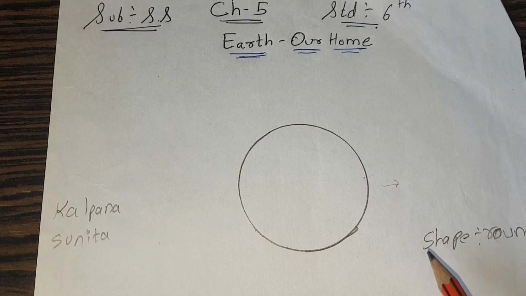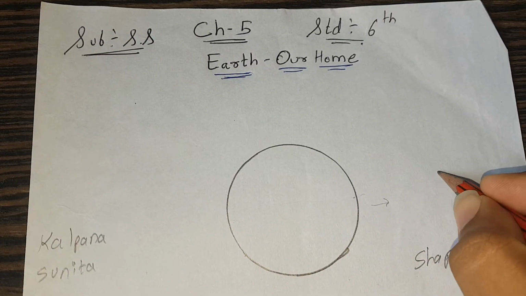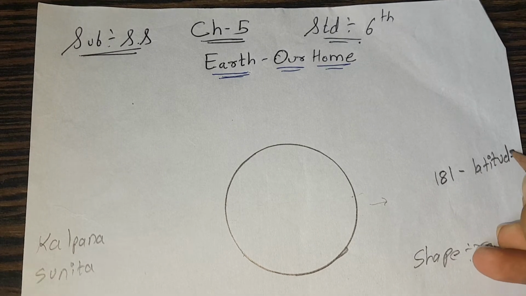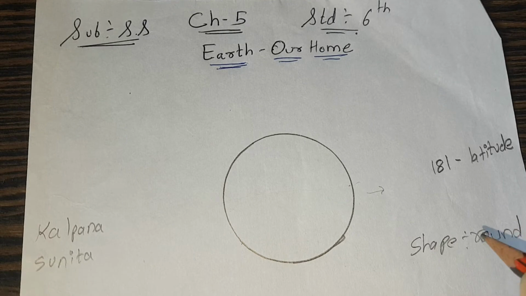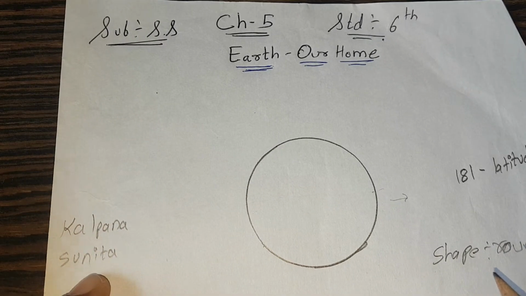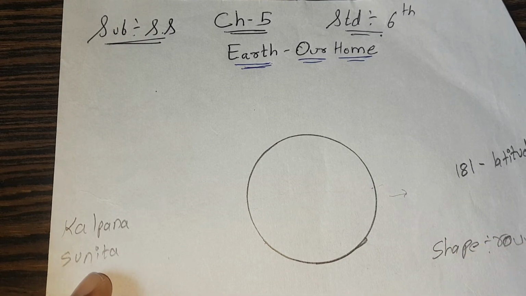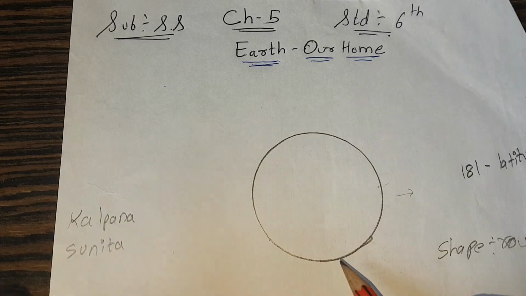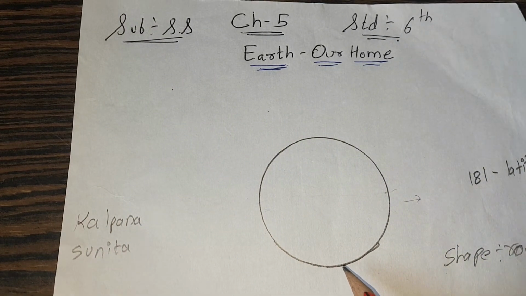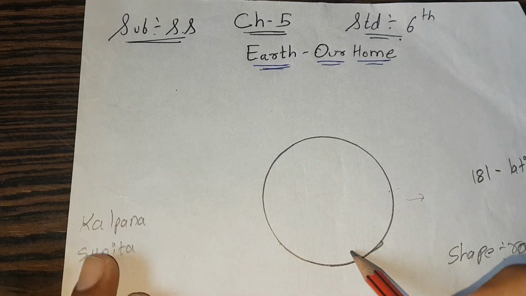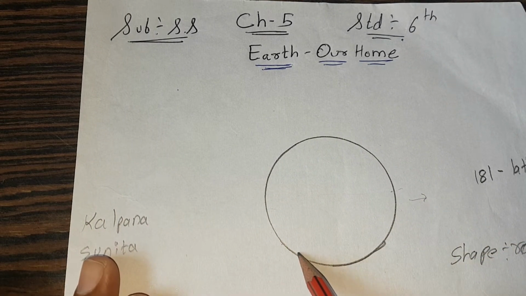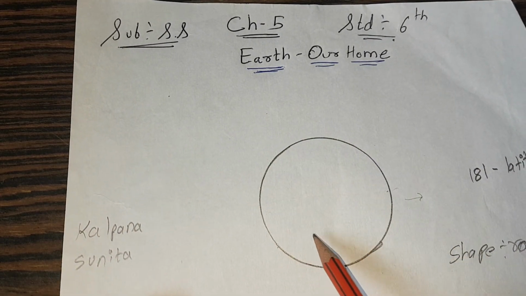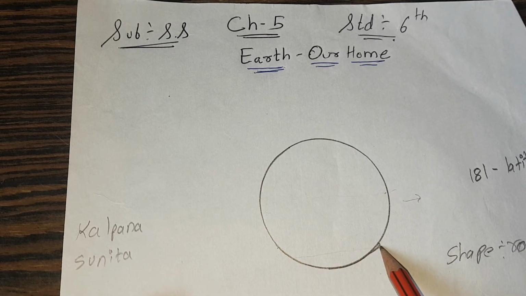Now, in this Earth we have 181 latitudes. What are latitudes? A latitude is a horizontal imaginary line, drawn on the surface of the globe. As you can see, imagine that this is the Earth and lines are drawn on it like this.